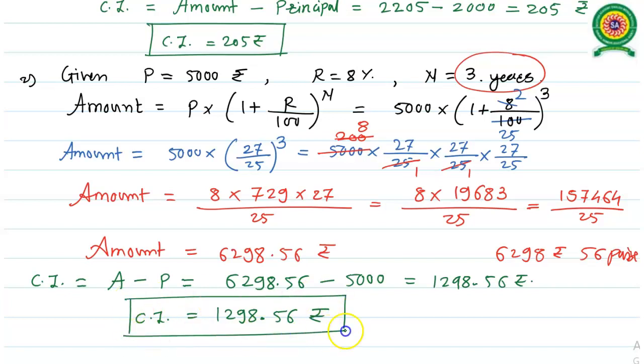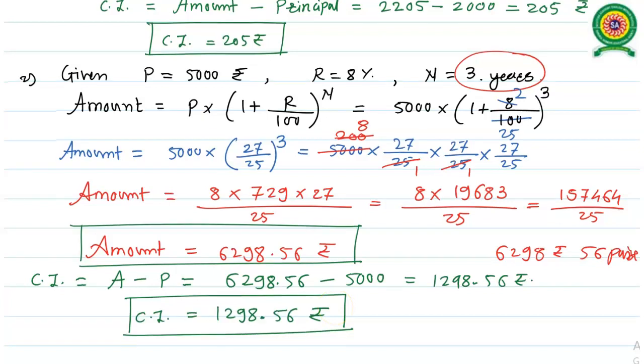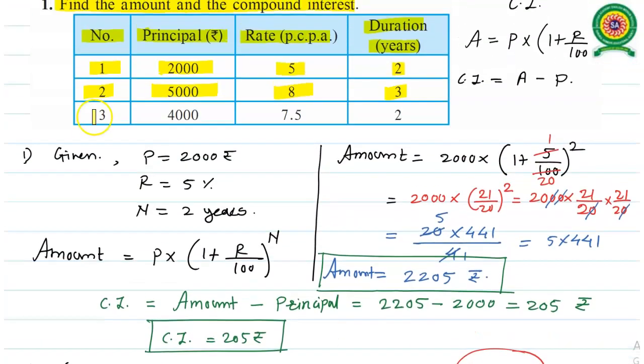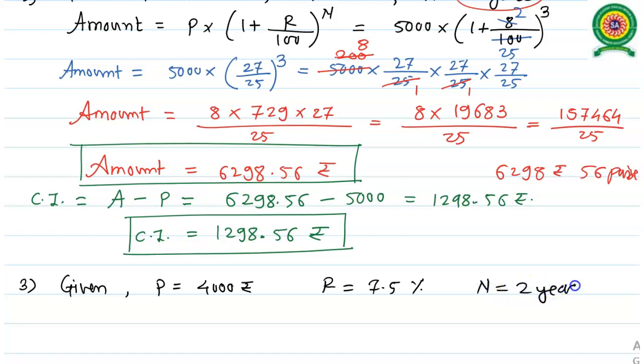So hence, as per the table, for the second part, the amount is 6,298.56 rupees, and the compound interest is 1,298.56 rupees. Now look at the third sub question in the table. We have principal value 4,000 rupees, rate of interest 7.5%, and the duration is 2 years. So I am writing it now for the third sub question.